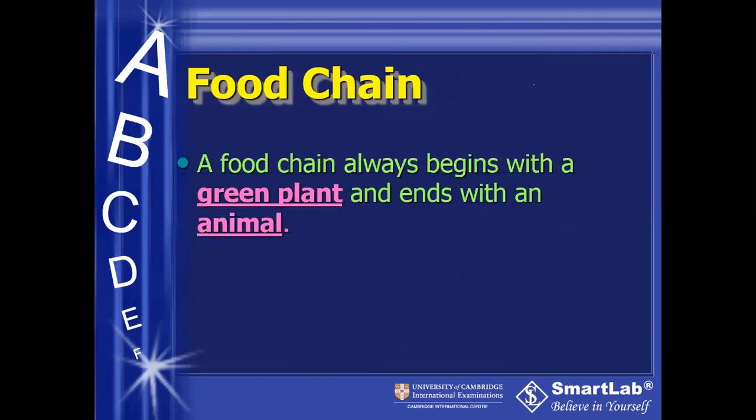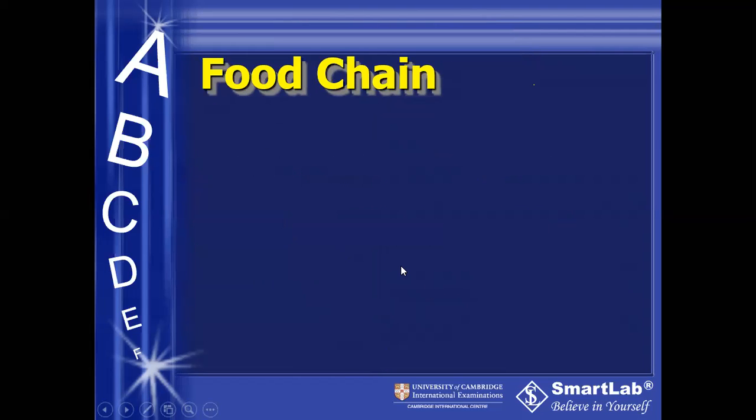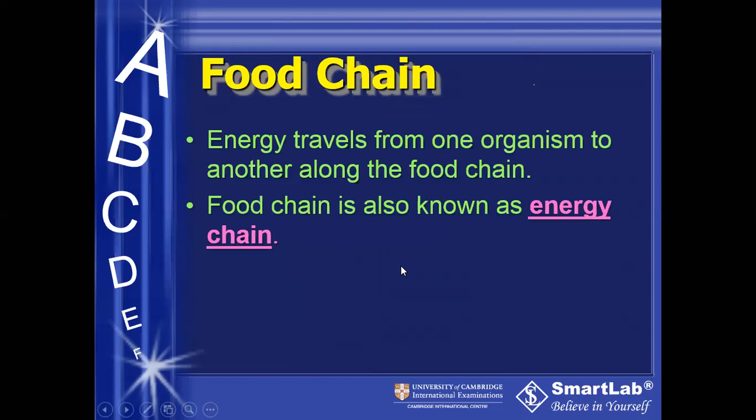So a food chain always begins with a food producer, which is the plant, and ends with an animal. Along the food chain, energy is transferred from one organism to another organism. So we can also say that a food chain is also known as an energy chain.